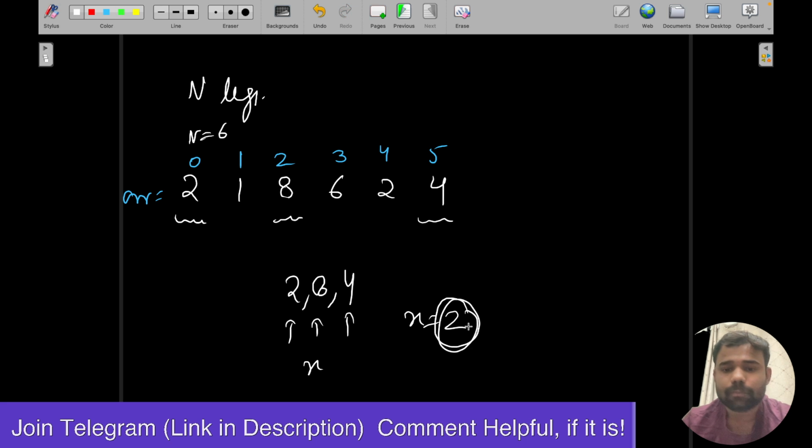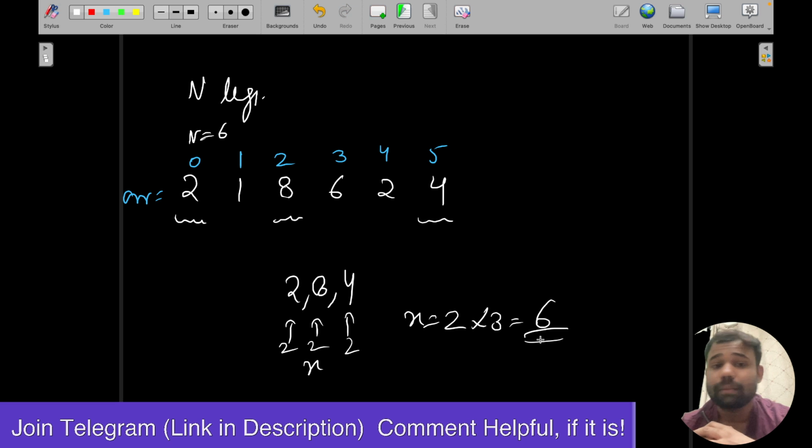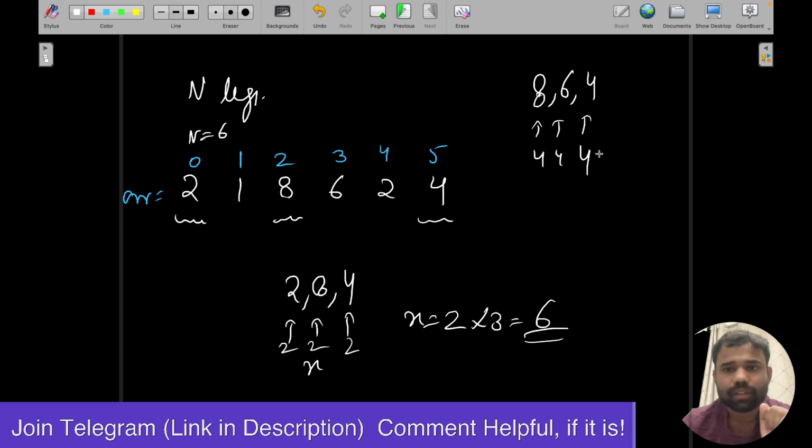So if x is 2, each leg can bear 2 amount of weight, and there are 3 legs. Total weight that they can get is 6. But is this the maximum that we can get? No, this is not the maximum. Let me tell you what the maximum is. Maximum will be if we take 8, 6, and 4. If you take 8, 6, and 4, then each leg can bear a force of 4 equally, not more than 4.